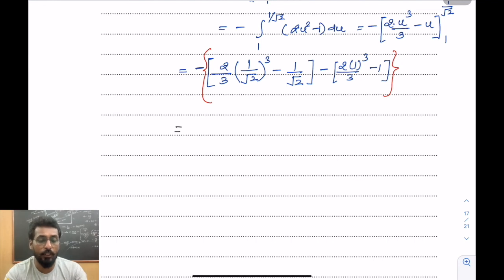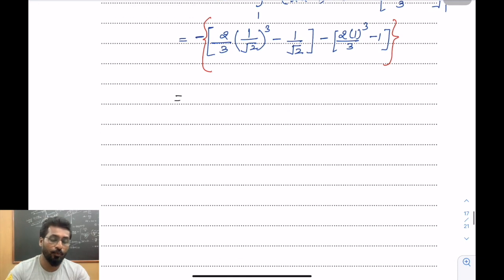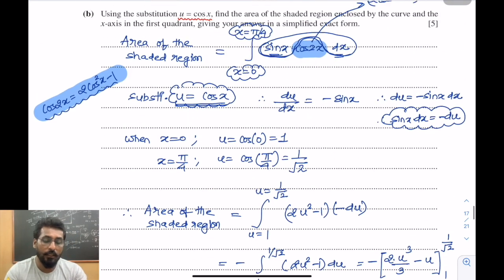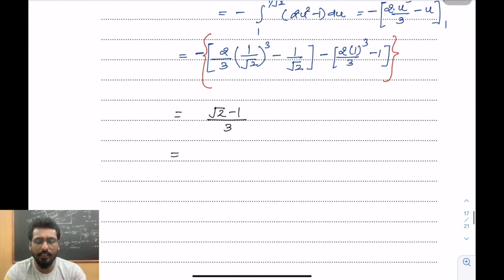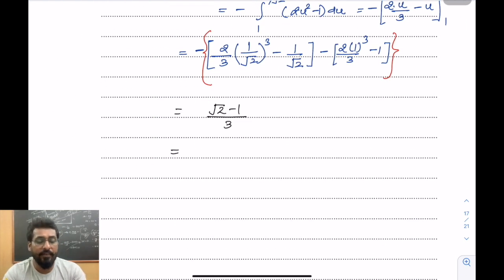So calculations need to be done very carefully. So it's 1 minus root 2 over 3. There is a negative sign outside, so the answer is going to be root 2 minus 1 divided by 3. Your answer needs to be specified in the simplified exact form. So that's what the answer is. Root 2 minus 1 divided by 3.